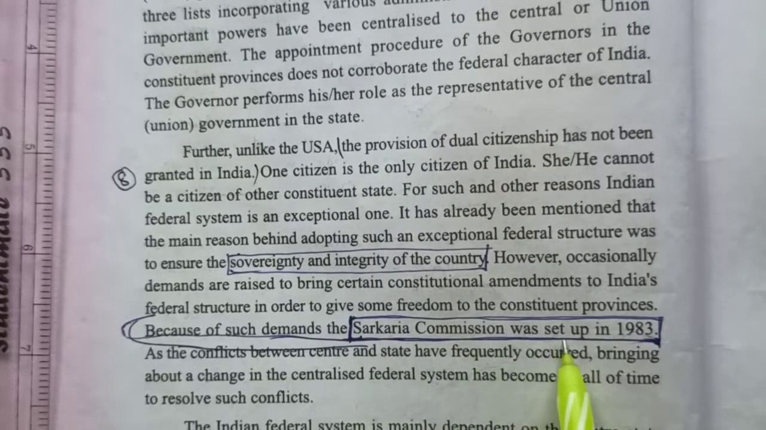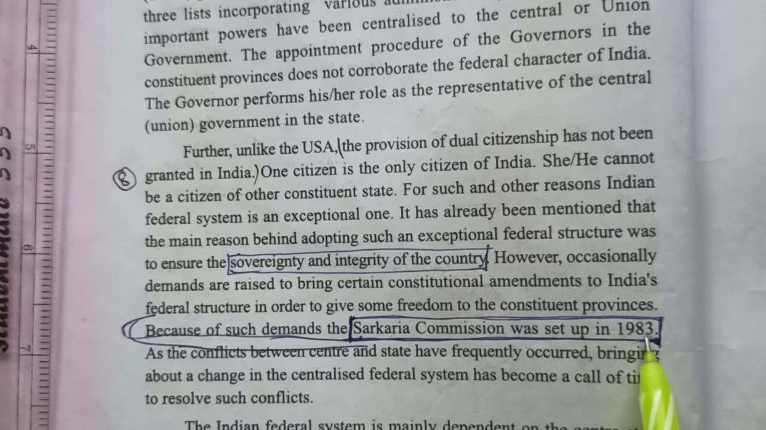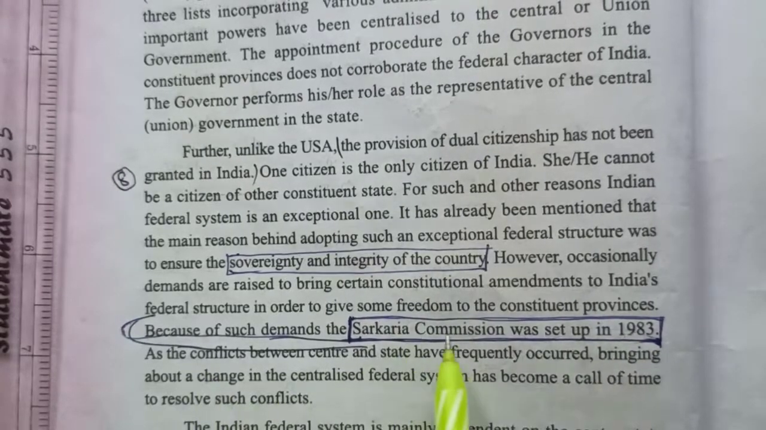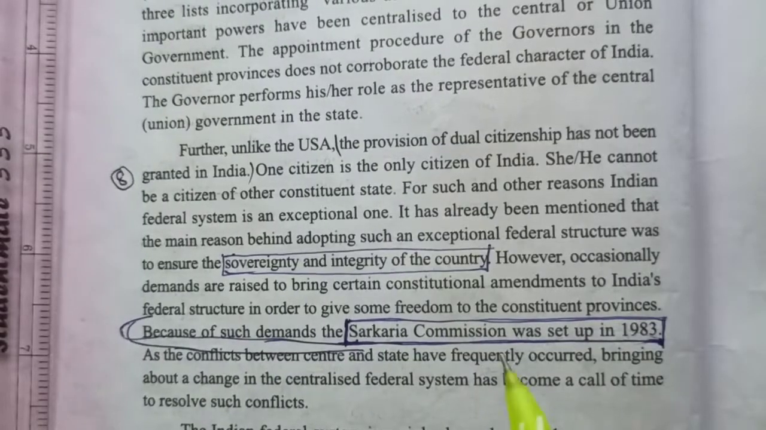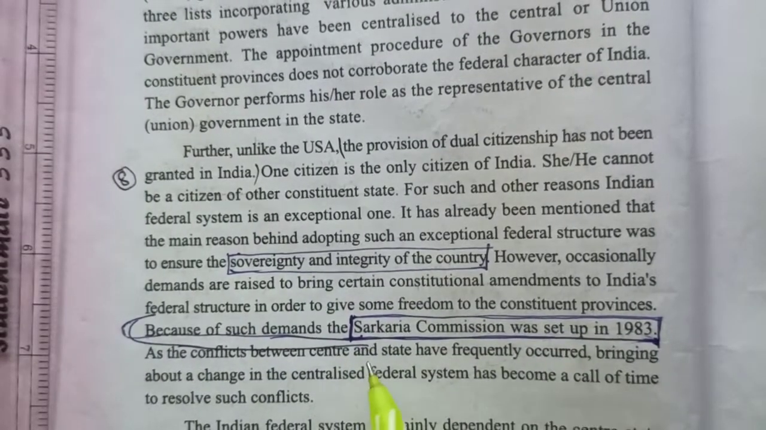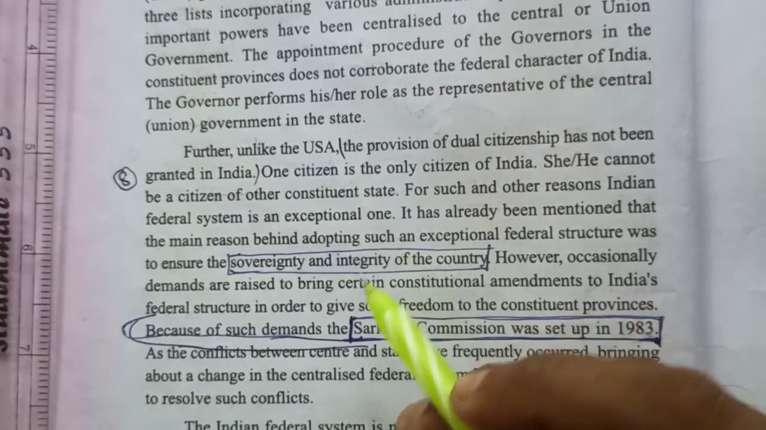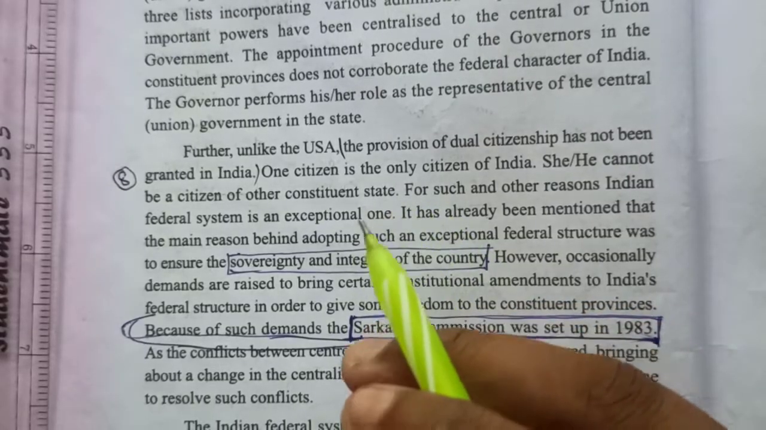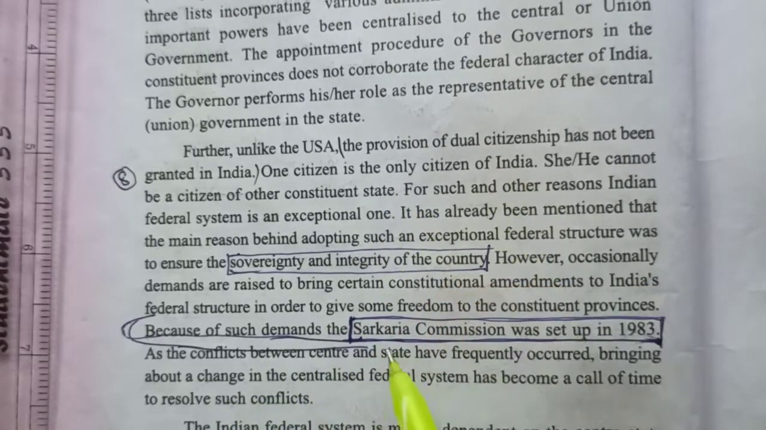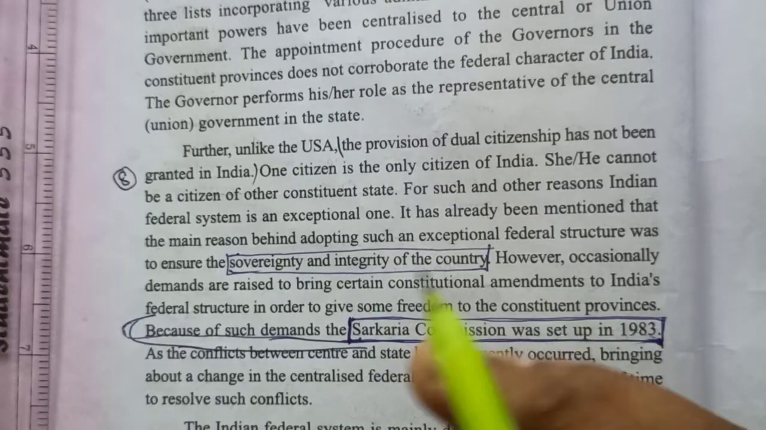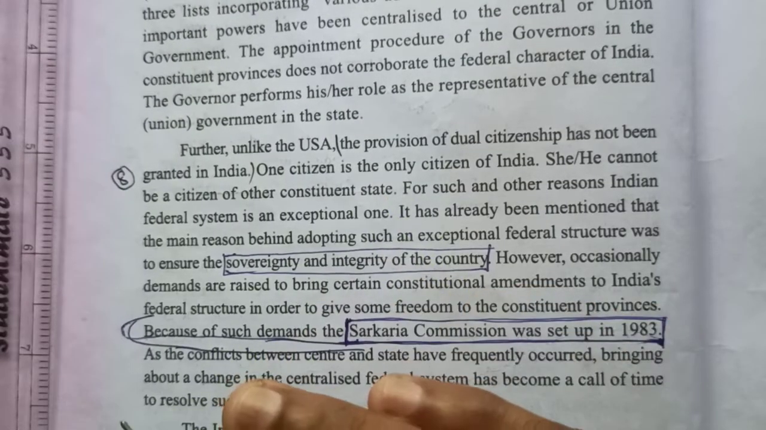The Sarkaria Commission was set up in the year 1983. Why was the Sarkaria Commission set up? It was set up to resolve the conflict between the central government and the state government, because as we are a federal state, we have 2 types of government, central and state. Sometimes there is a clash between them. That's why the Sarkaria Commission was set up to resolve those clashes.